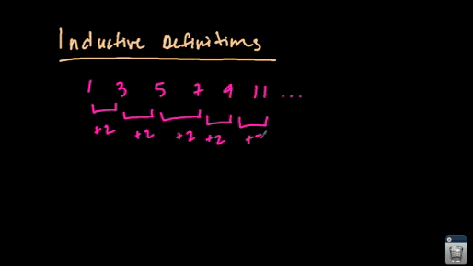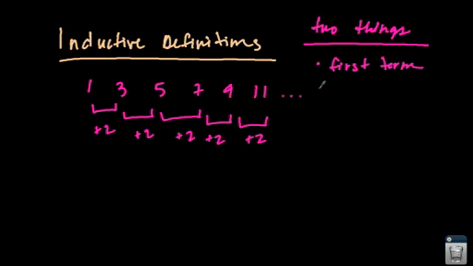Okay. All right. So if we're going to write an inductive definition for this arithmetic sequence, we need 2 things. We have to state the first term, and we have to write a rule. All right? So if you remember before we wrote our term numbers, we said u sub 1 equals 1. U sub 2 is 3. U sub 3 is 5, and so on, right?